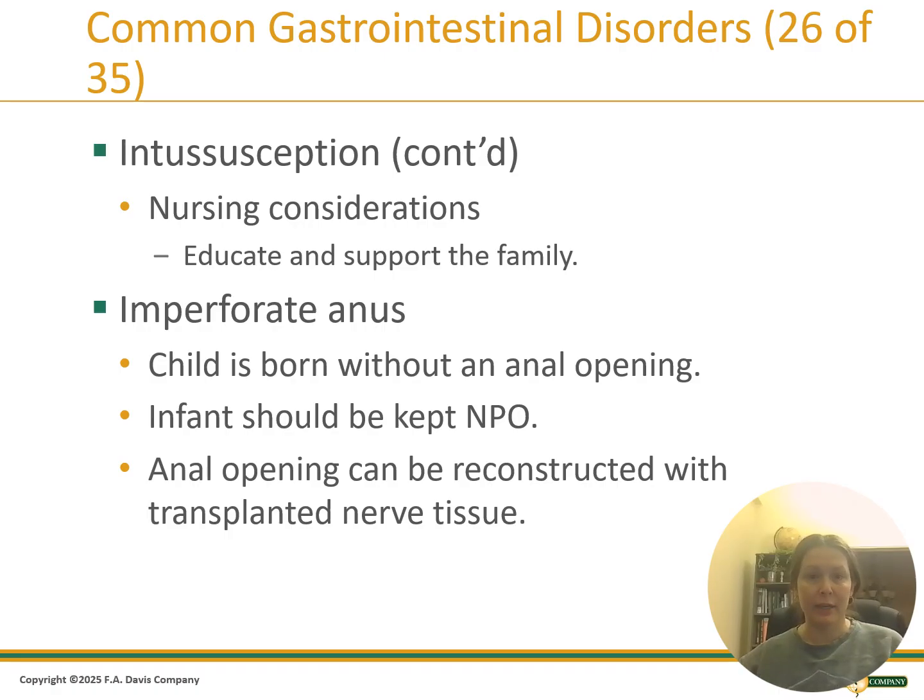Imperforate anus is whenever the child is born without an actual anal opening. We have this inability to pass stool, so we need to go in and surgically create that opening. The infant should be kept NPO, and then go in for surgical management and reconstruction. They can transplant nerve tissue to help support continence in this infant.